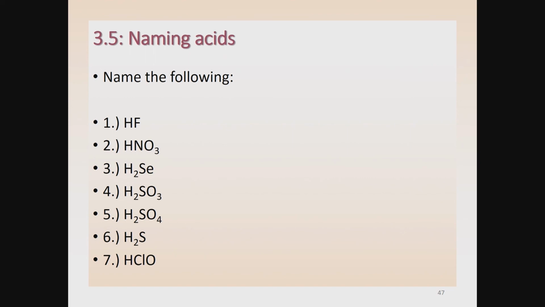The first acid is HF. I don't see an oxygen. There are only two elements in it, so it is a binary acid, and you use the binary acid naming rules. The first thing we write is hydro. The anion is fluorine, and we change ine to ic. So it's hydrofluoric acid. This acid was made famous in Breaking Bad. This is the one that the chemist dissolved tissue with, so you want to stay away from that one.